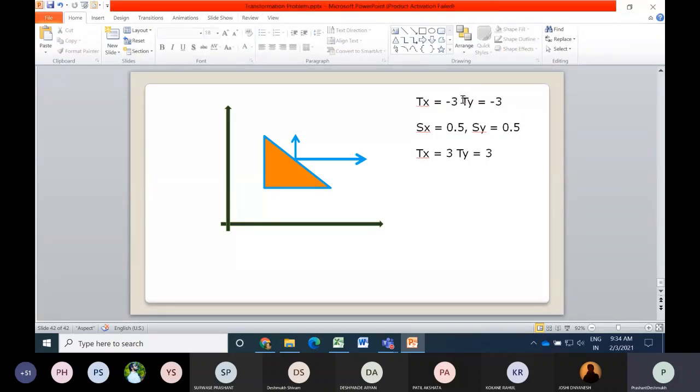Now in case of AutoCAD, when we give the scale command, we select the object. These are the objects. Then we select the base point. So we are selecting this point as a base point, the intersection of these two axes. Then we give the scaling factor Sx; by default Sx is equal to Sy. So we just press enter and then we will get the figure like this.